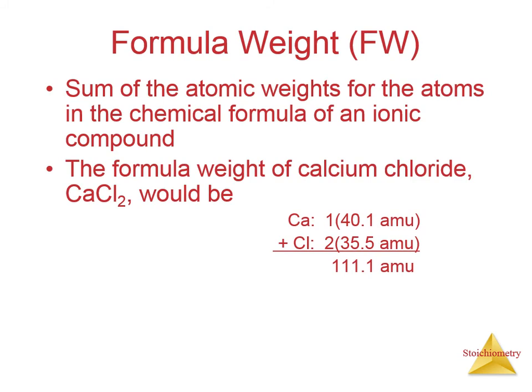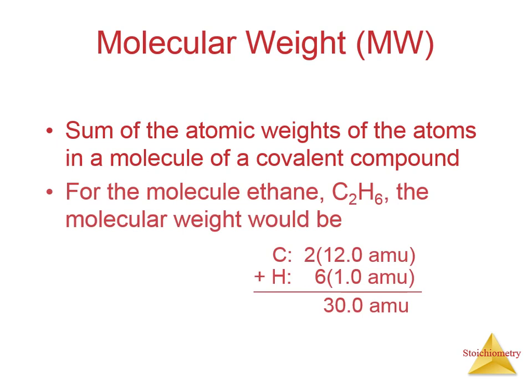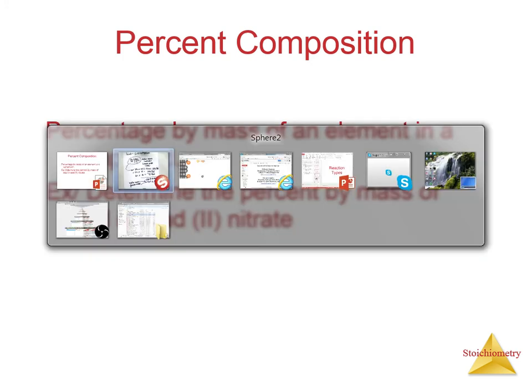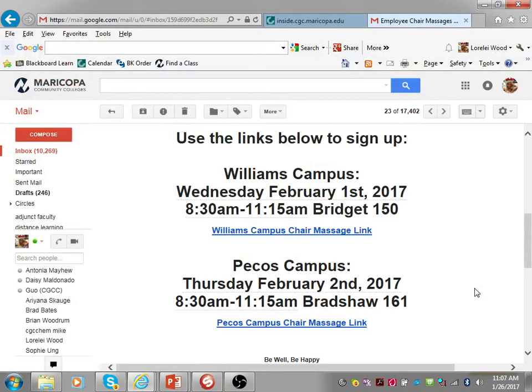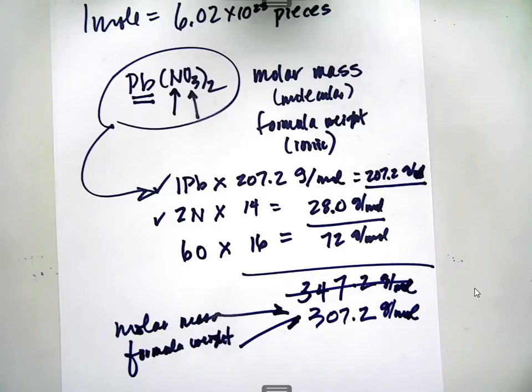All right, there's examples for you. Formula weight, molar mass, molecular weight, same thing, same process. Percent composition is simply what's the percent of that thing in a particular compound. All right, let's try that with our example that we used before. Let's do percent composition of our lead nitrate.